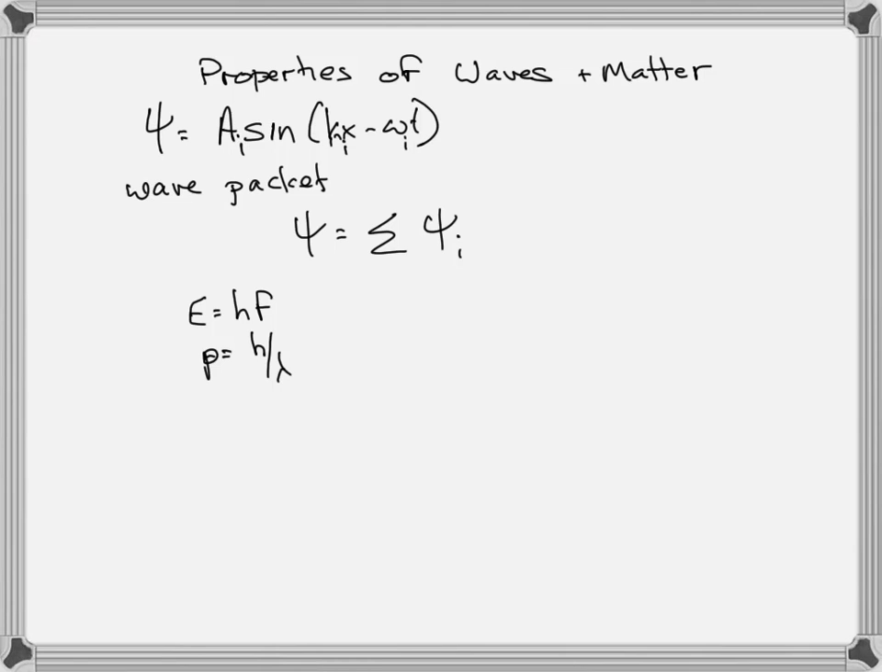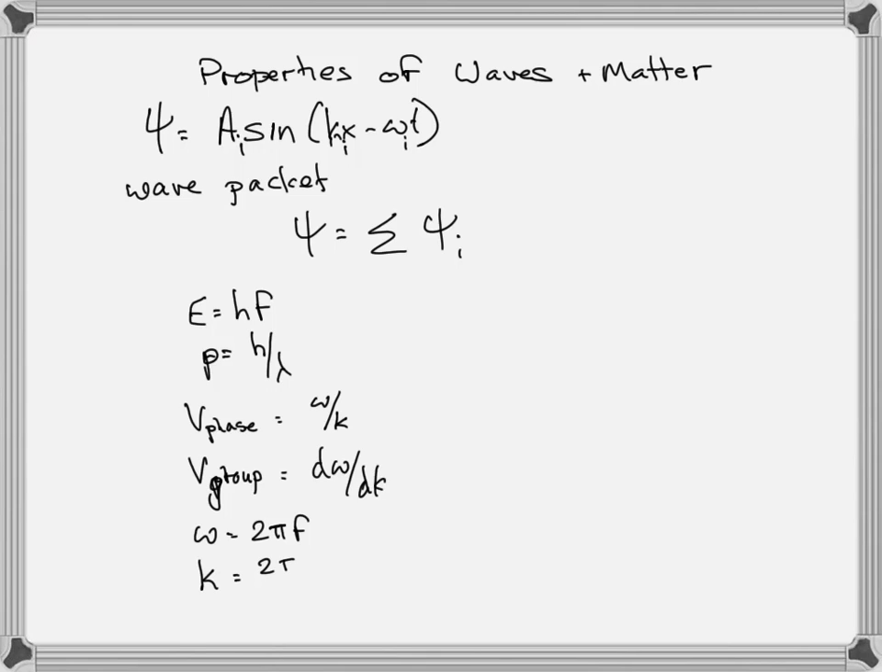And also remember, for a wave packet there's a phase velocity, which is omega over k, and then there was the group velocity, which is d omega dk. This is all stuff we did before. Remember that omega is 2 pi f, the angular frequency, and k is 2 pi over wavelength, the wave number.